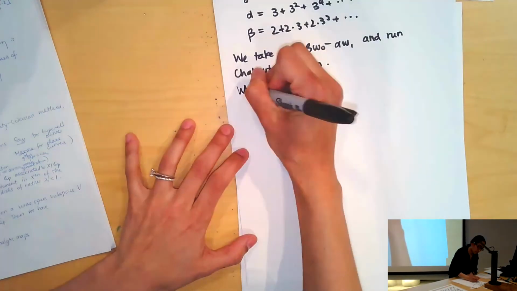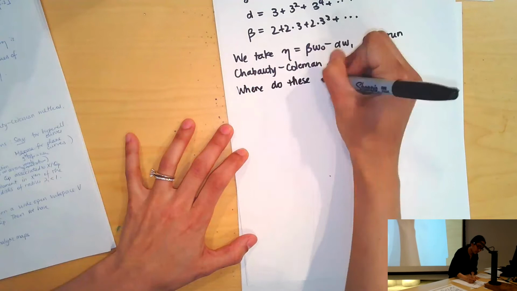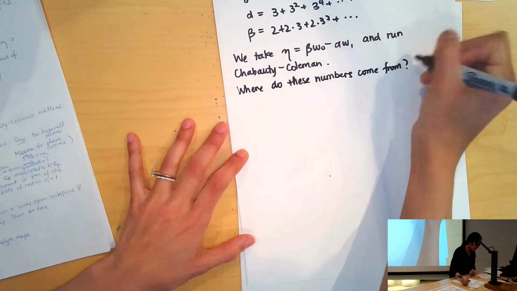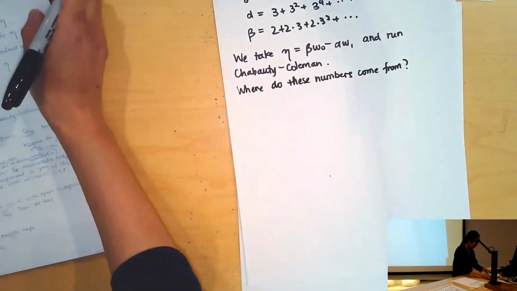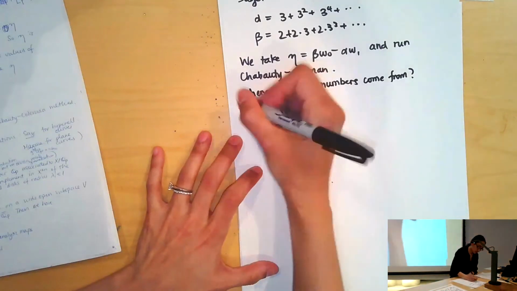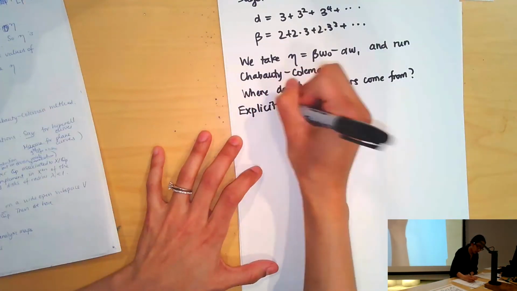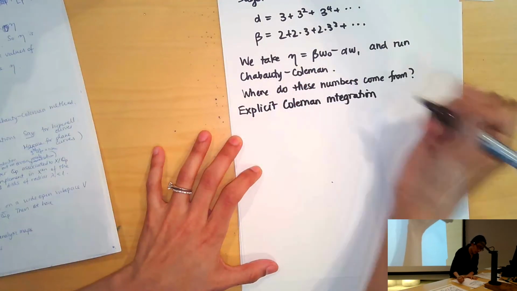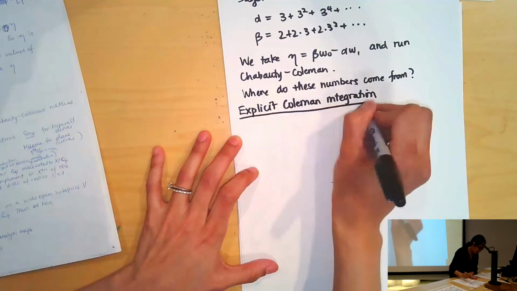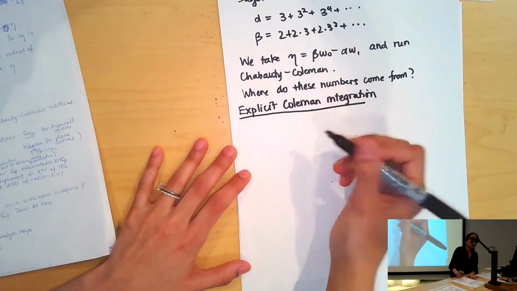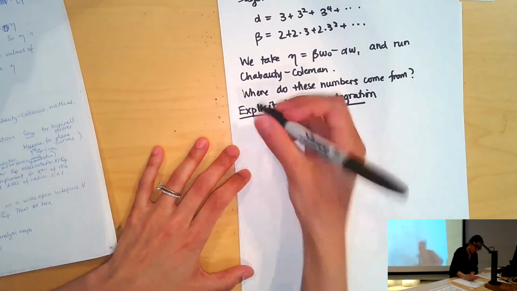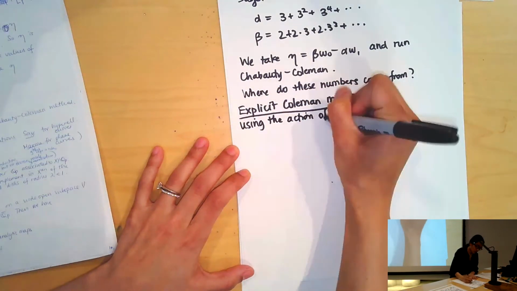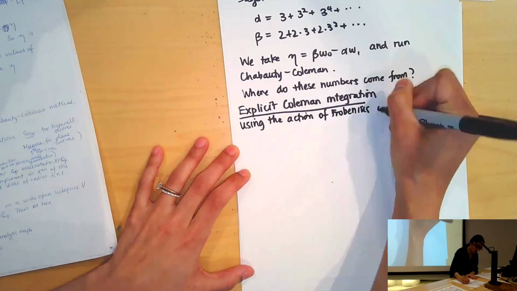So where do these numbers come from? I want to say a little bit about explicit Coleman integration. I'll give one viewpoint, though there are a few different ways to compute Coleman integrals on curves. So this will be using the action of Frobenius on p-adic cohomology.